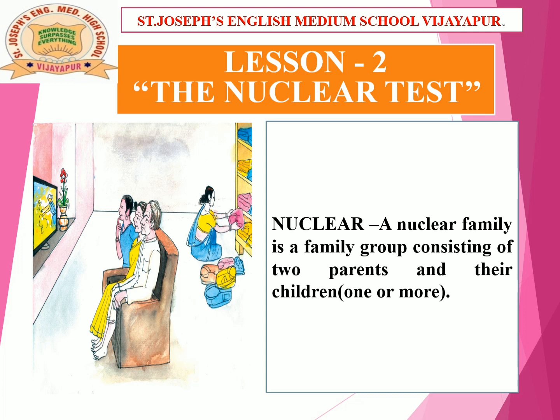See children, what do you mean by nuclear here? Here, a nuclear family is a family group consisting of two parents and their children, one or more. Nuclear family means the parents, father, mother, and a child, that is, one or two brothers or sisters. We call that a nuclear family. It is a very small family. And in a joint family, we have a father, mother, brother, sister, and grandparents. That is called a joint family. Here, more members are there.